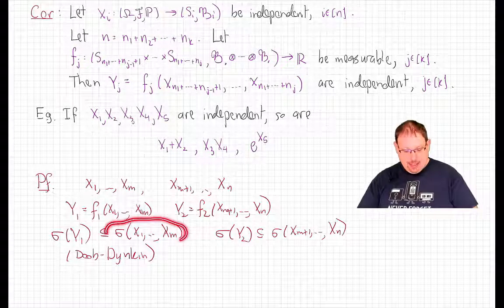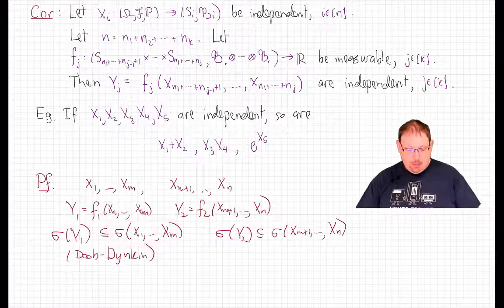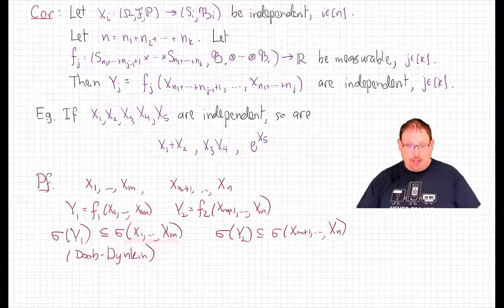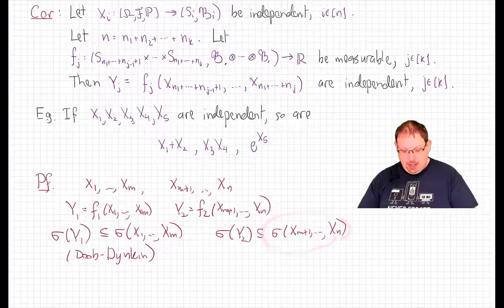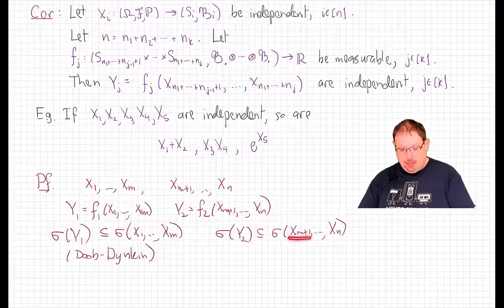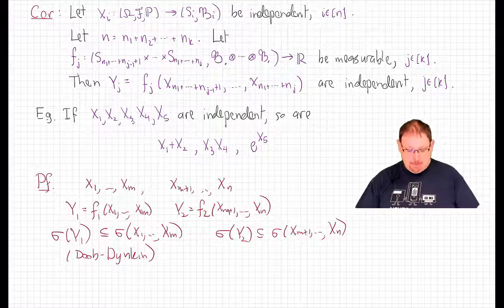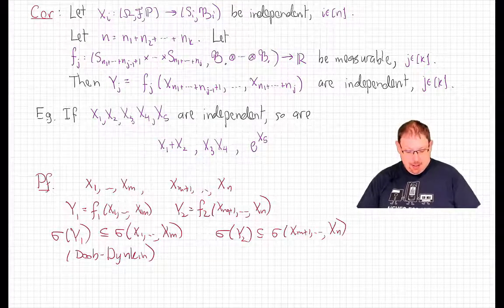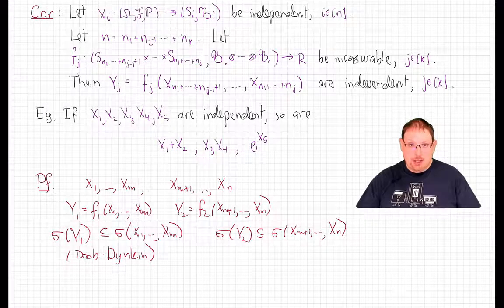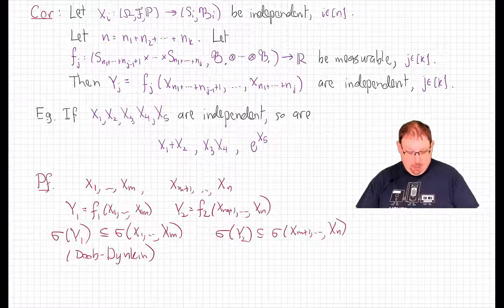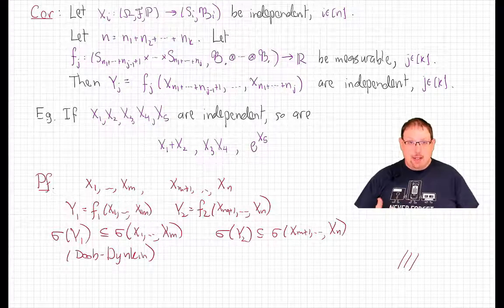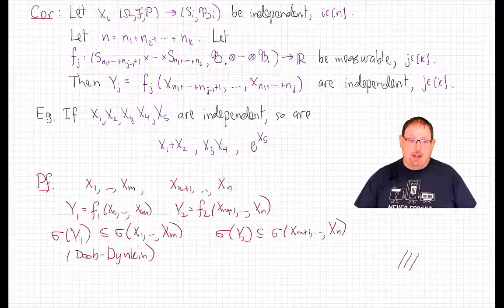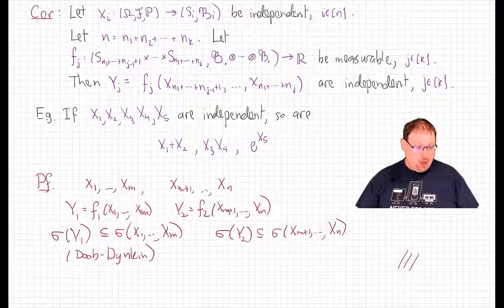Well, this is the sigma field generated by the union of the sigma fields generated by each of the X1 through Xm. And this is the sigma field generated by the union of the sigma fields of Xm+1 through Xn. And so by the previous lemma, these are independent sigma fields as well. And that means that Y1 and Y2 are independent. So independence of sigma fields and of random variables is very nice with respect to groupings, as you would hope.